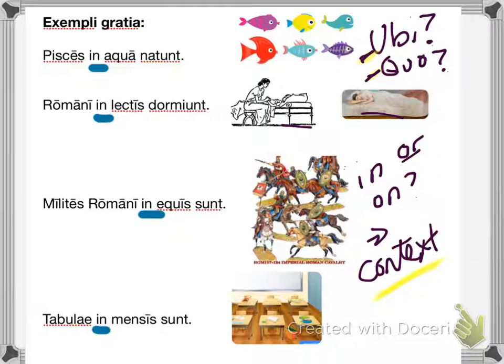The Roman soldiers are on horses. So here I translated in as on rather than in. In or on over here. How do I choose which meaning? It all depends on context. So very obviously by this picture, the Romans are on top of their horses and not inside of them. Same thing here with tabulae in mensis sunt. Ubi sunt tabulae, where are the notebooks? In mensis, on top of the tables. So I would translate that as on the tables because they're not inside of them. So sometimes it's going to be in, sometimes it's going to be on. We're going to base that on context.